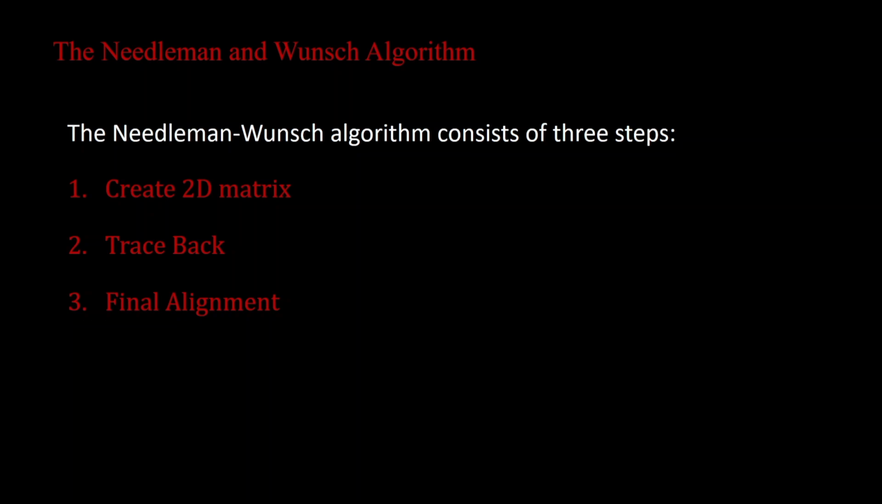The Needleman and Wunsch algorithm consists of three steps. Number 1, create a 2D matrix. Number 2, traceback. And number 3, final alignment.